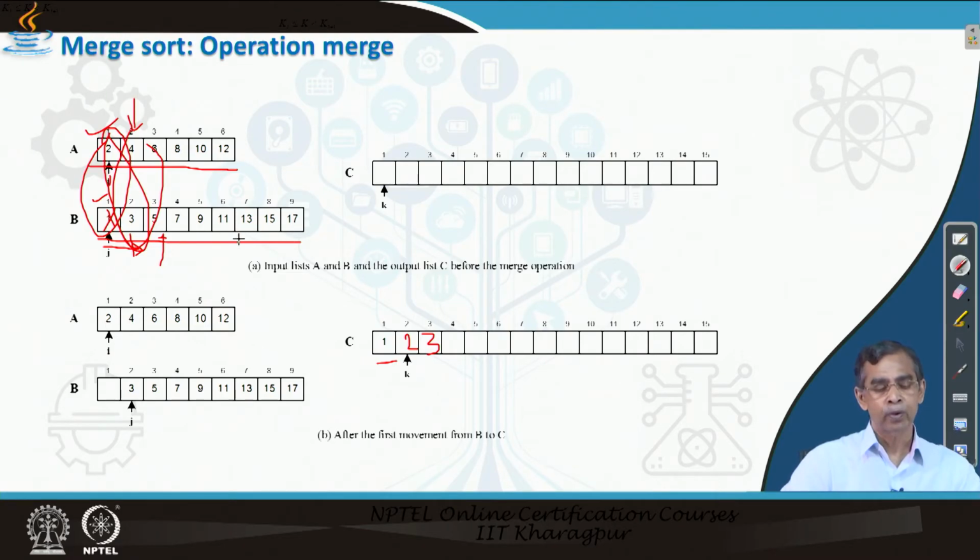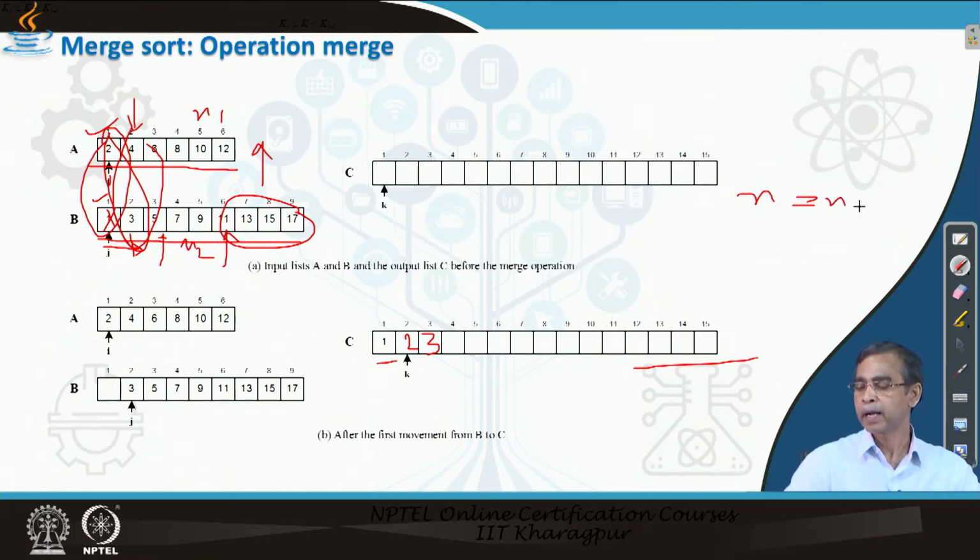And finally, if this list is exhausted and this pointer is here, then all the remaining elements at the end should be placed here. So, if this is the list of size n1 and this is the list of size n2, and this is the list of size n, which equals n1 plus n2, this is basically the merged list. Finally, this will give the merging operation.